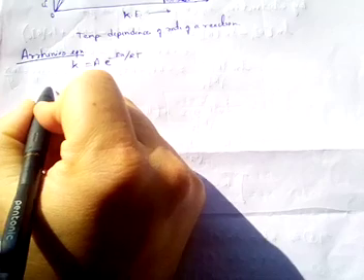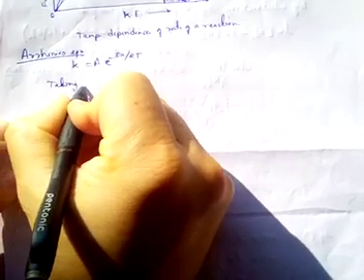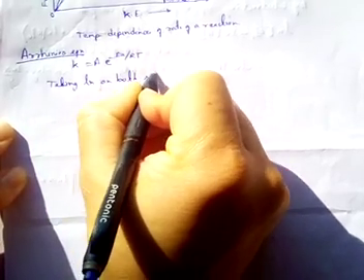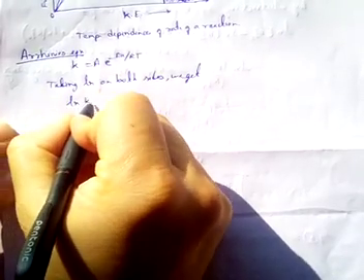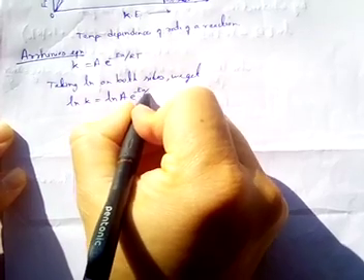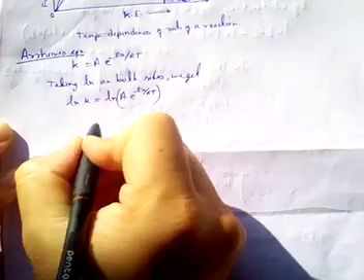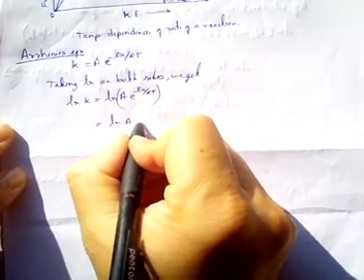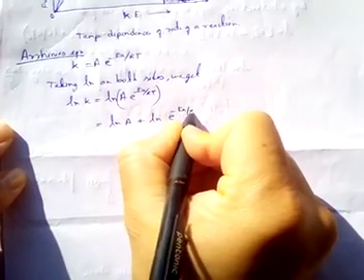So taking log, that is natural log, on both sides, we get ln k is equal to ln of A e to the power minus Ea by RT. I'll just put the bracket. So this can be written as ln A plus ln e to the power minus Ea by RT.